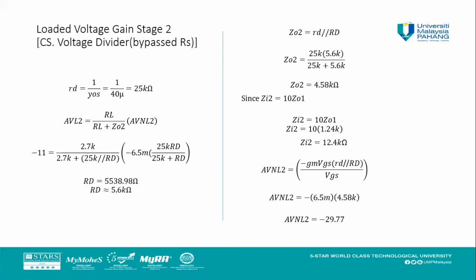Next, we calculate the AV no load 2. We expand the equation and substitute the value for GM and cancel out the VGS, and RD parallel with RD is equal to 4.58 kilo ohms, and the AV no load 2 is equal to minus 29.77.